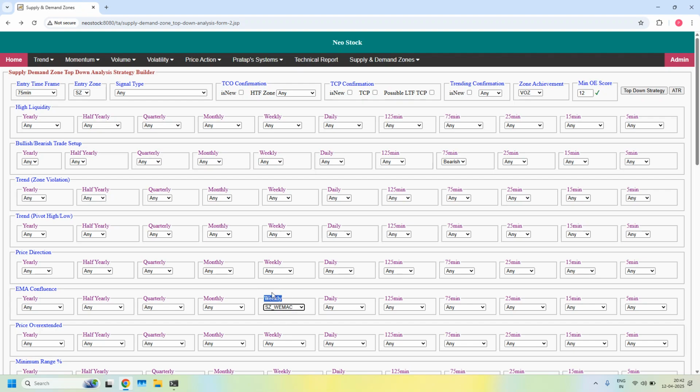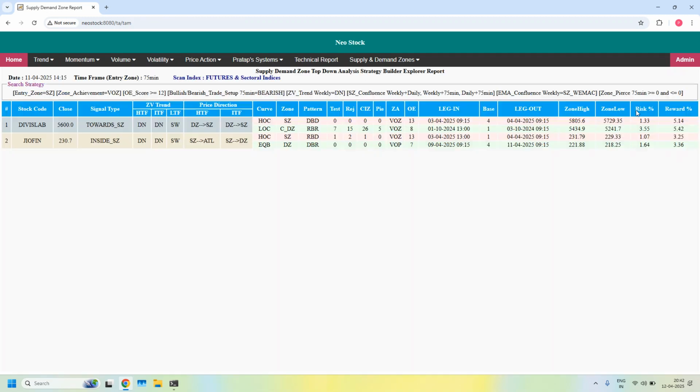And in some of the stocks, weekly trend is sideways. So we should not use those stocks while filtering because EMA does not work in sideways trend. So that's why I'm selecting the trend as a downtrend because it is bearish trade setup. Let's filter. So we got 2 stocks.